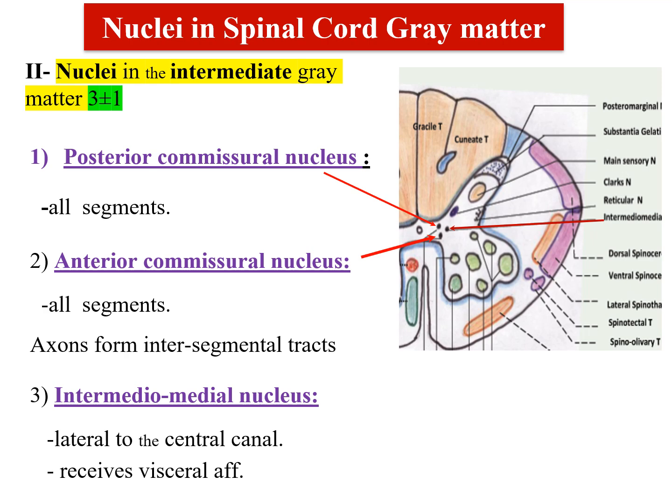As regards the anterior commissural nucleus, it is present also in the gray commissure, but on the anterior aspect. Where can it be found? It can be found in all segments, containing axons from intersegmental tracts. What about the third one? The third one is called intermediomedial nucleus. Where is the site? It is present lateral to the central canal. Okay. It receives visceral afferent nerve fibers.